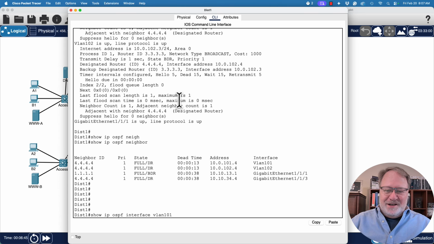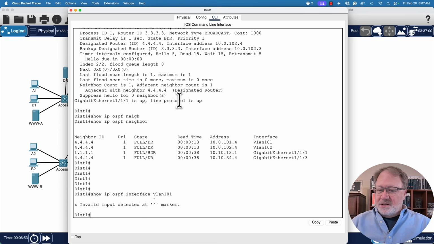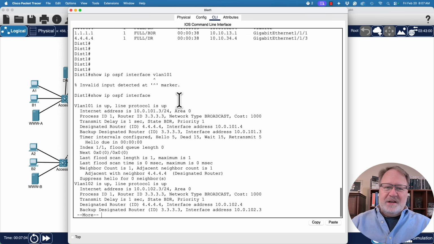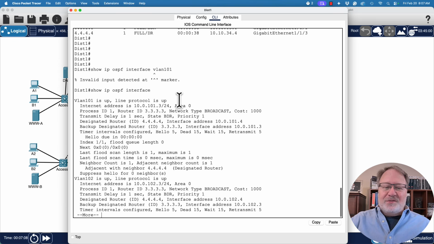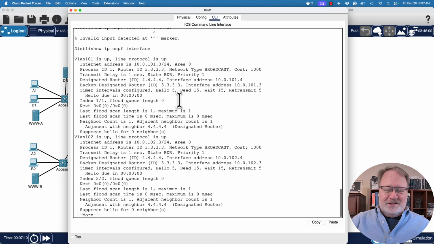So if we get into dist 1, and as you can see, I've done a few of these commands already, and we try this show IP OSPF interface VLAN 101 command on a real switch, that would work. And here in Packet Tracer, it's rejected. This command will work if you point to a physical interface, but it doesn't work with a VLAN interface here. So if we do it without the interface ID shown as VLAN 101 and just press return, we get all the interfaces, and it turns out the first couple are the VLAN interfaces, so there we go.